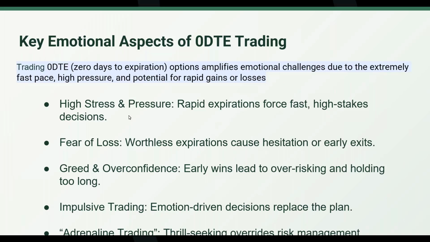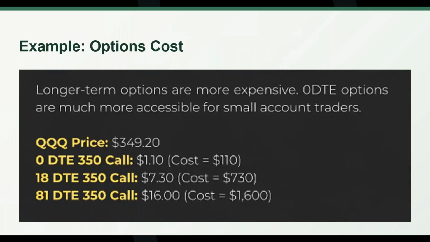So again, emotional decisions that replace that plan that's supposed to keep you safe get destroyed with the short time frames involved with zero DTE trading. So you have that adrenaline rush, that thrill-seeking behavior that can really take you from disciplined mechanical trader to a gambler. So you've got to be really aware of that, and it's something that I have to think about every day as well to make sure that I'm not allowing this to happen.